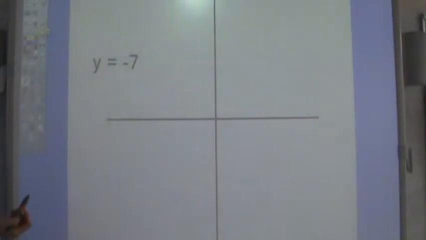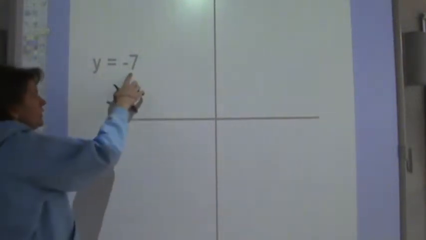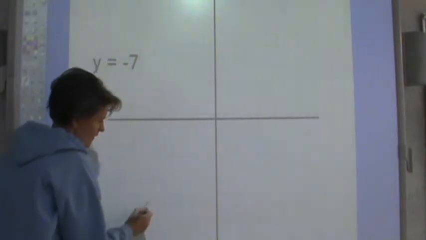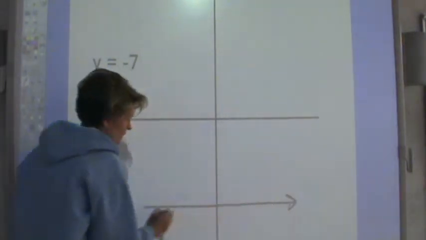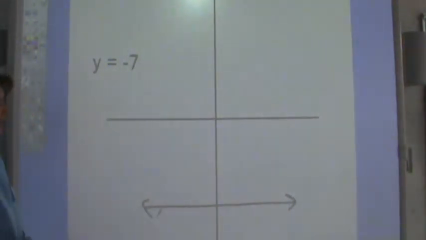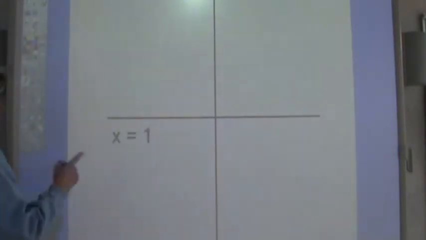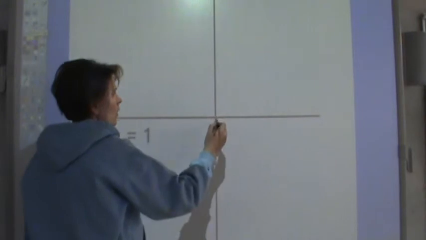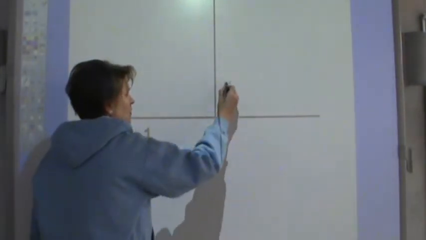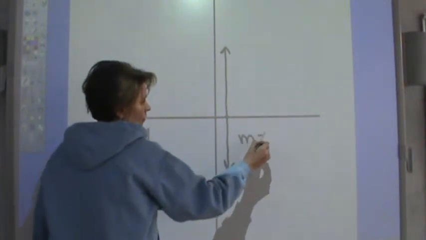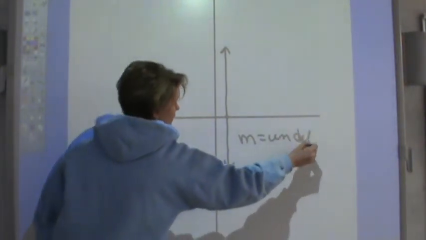So here we're going to do the reverse. I'm going to ask you to actually graph the line. So if it's y equals -7, that's a horizontal line at -7. 1, 2, 3, 4, 5, 6, 7. And I just draw my line. If I asked for the slope, you'd say the slope is 0. x equals 1, that's a vertical line at 1, so I go over on my x-axis to 1, and I just draw myself a line. And if I asked for the slope, you'd say it's undefined.